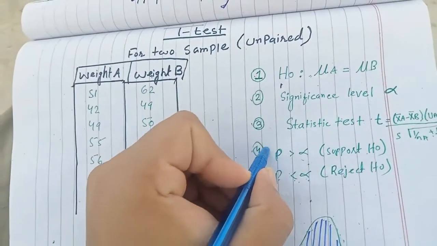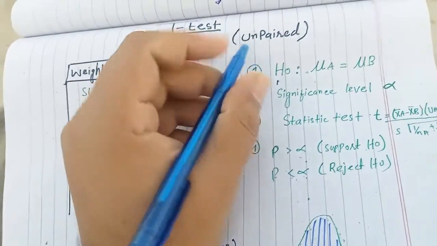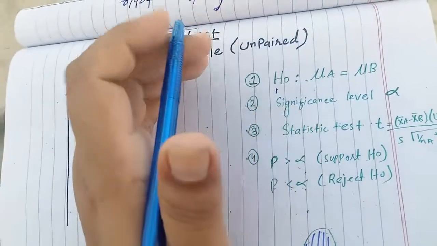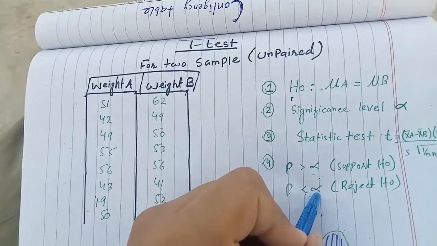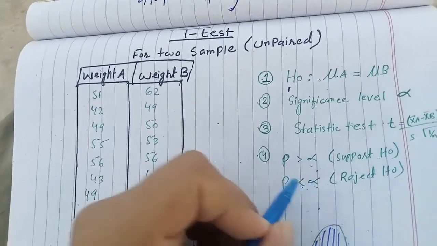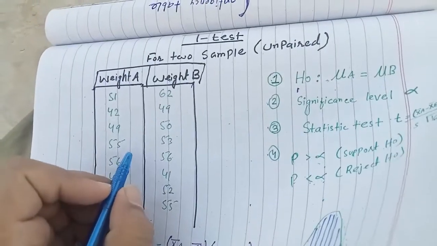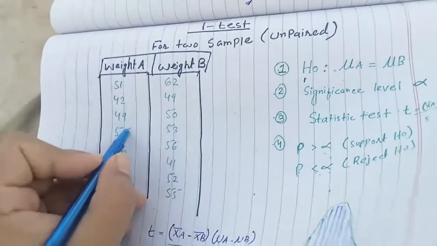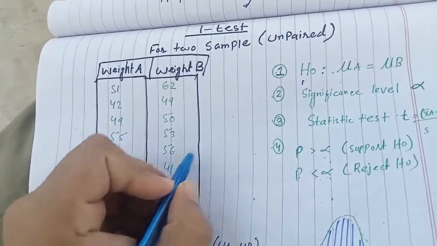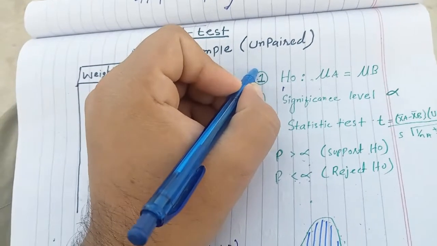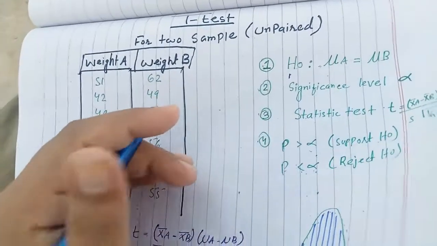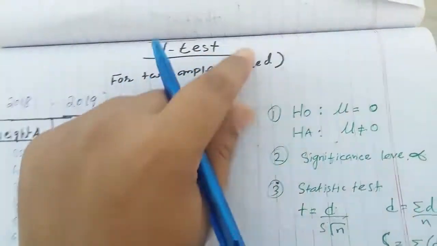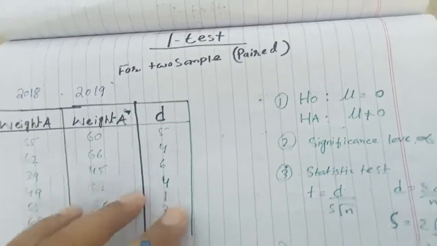If our p-value is greater than alpha, we will support that there is no significant difference in the mean of these two samples. If the p-value is less than alpha, we are able to say there is a significant difference in the mean of weight A and weight B, right? And we will reject the null hypothesis. And that is the unpaired t-test. Now we will look at the paired t-test, right?